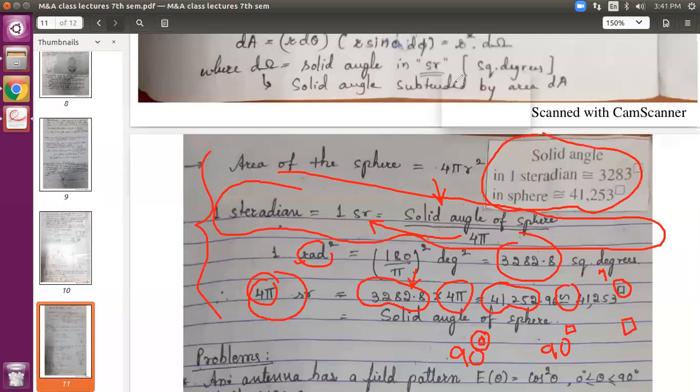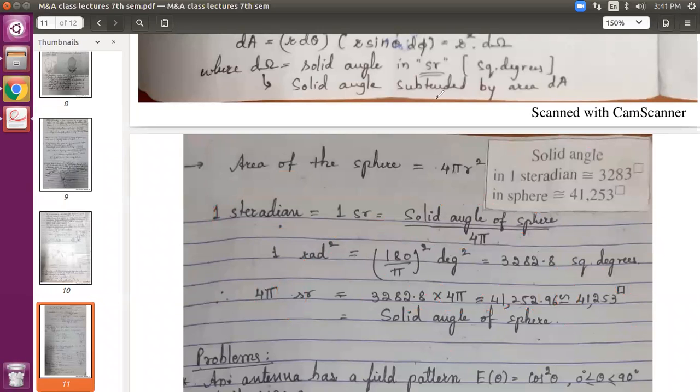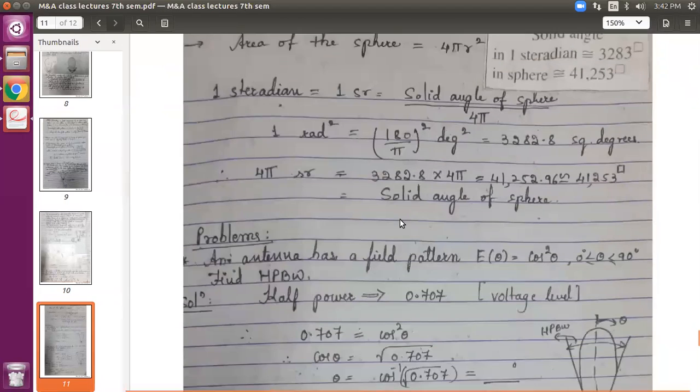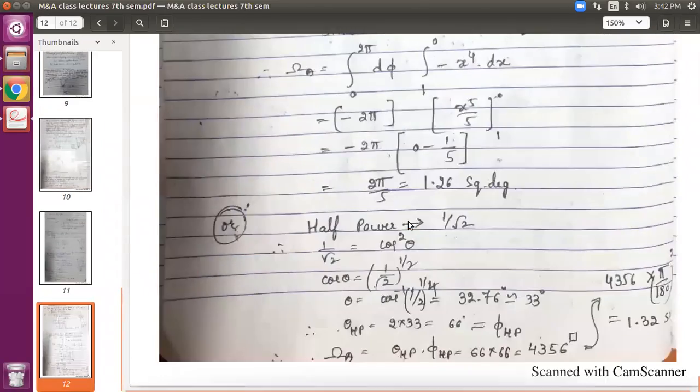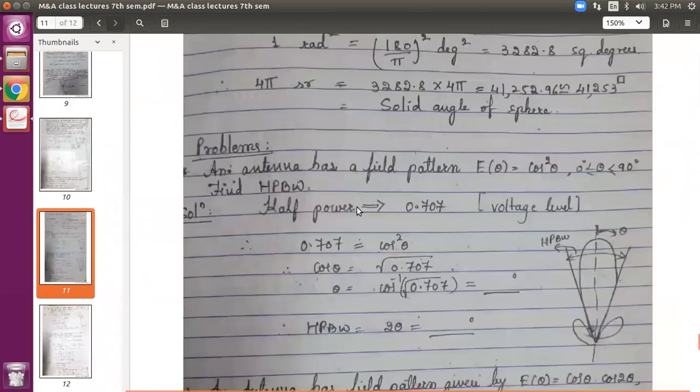So I hope you understood till this. Any doubts? We have discussed the beam area. Important is that spherical coordinate system figure, how we get the area dA. Now we will move to the problems. Some 3 to 4 problems are there, that is enough.